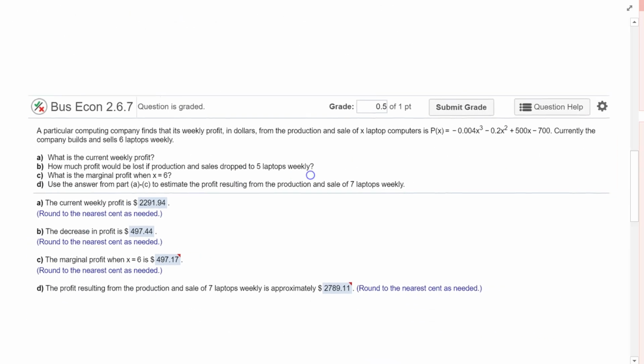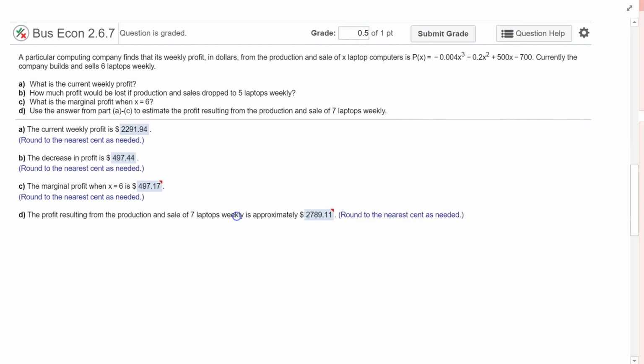This next example is very similar. What is the current weekly profit? It looks like going through, it's pretty straightforward. Currently the company builds and sells 6 laptops weekly.